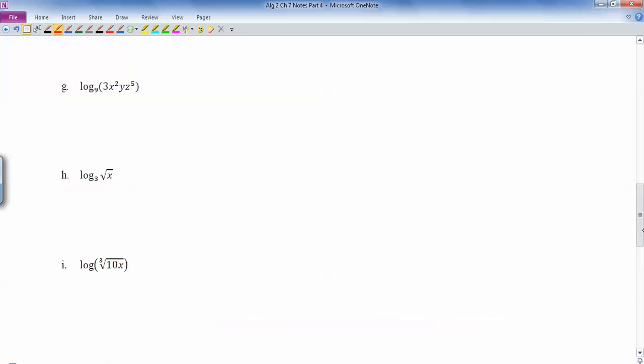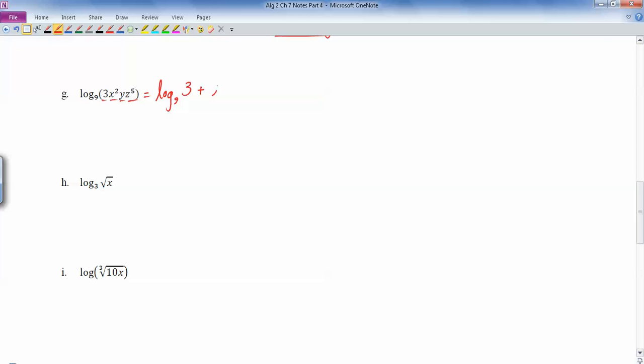Geez, how many more of these do we have? Okay, a few more. So, log base 9. All right, well, it's really 1, 2, 3, 4 products here, so turn it into four things added together. Log base 9 of 3 plus log base 9 of x squared plus log base 9 of y plus log base 9 of z to the 5th.